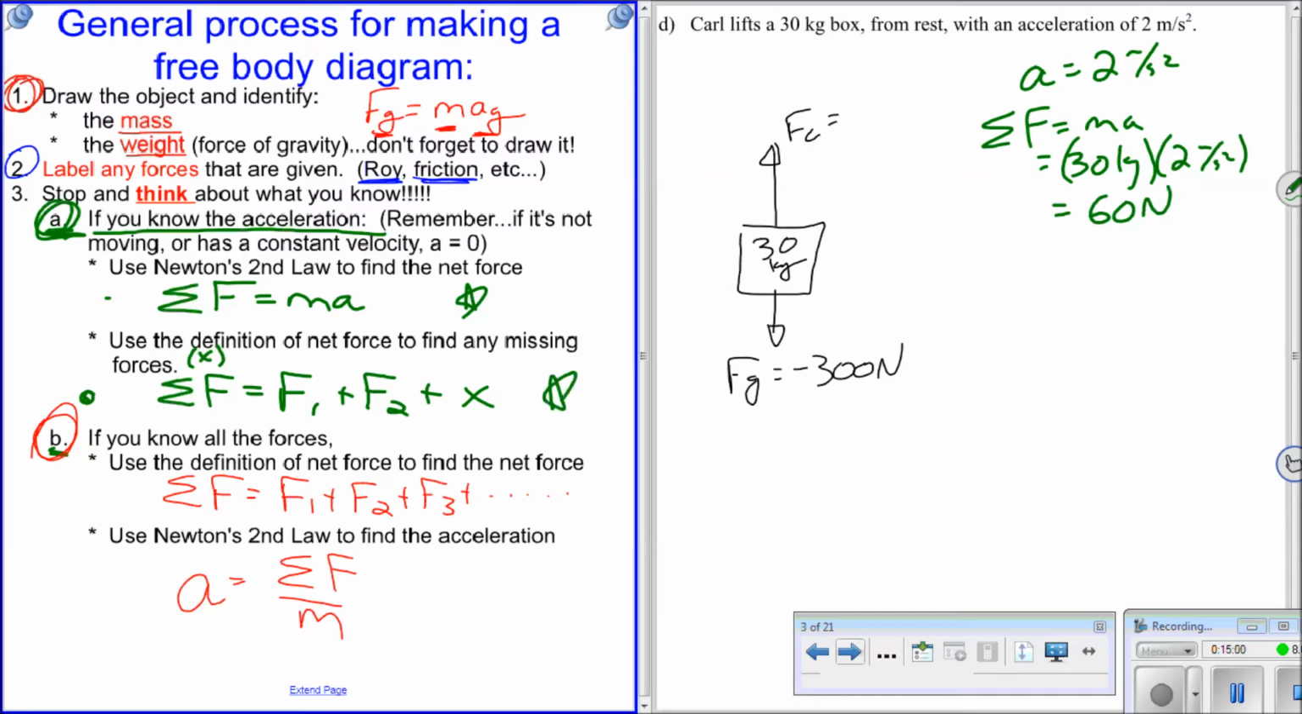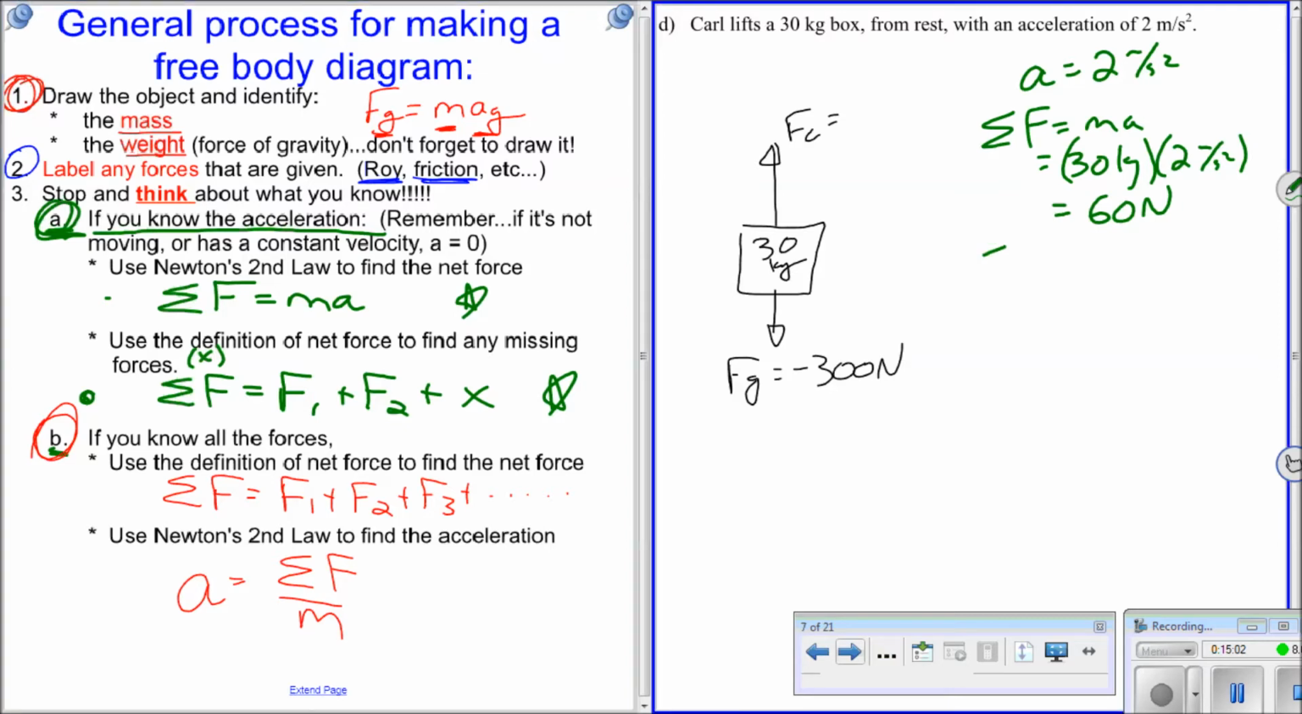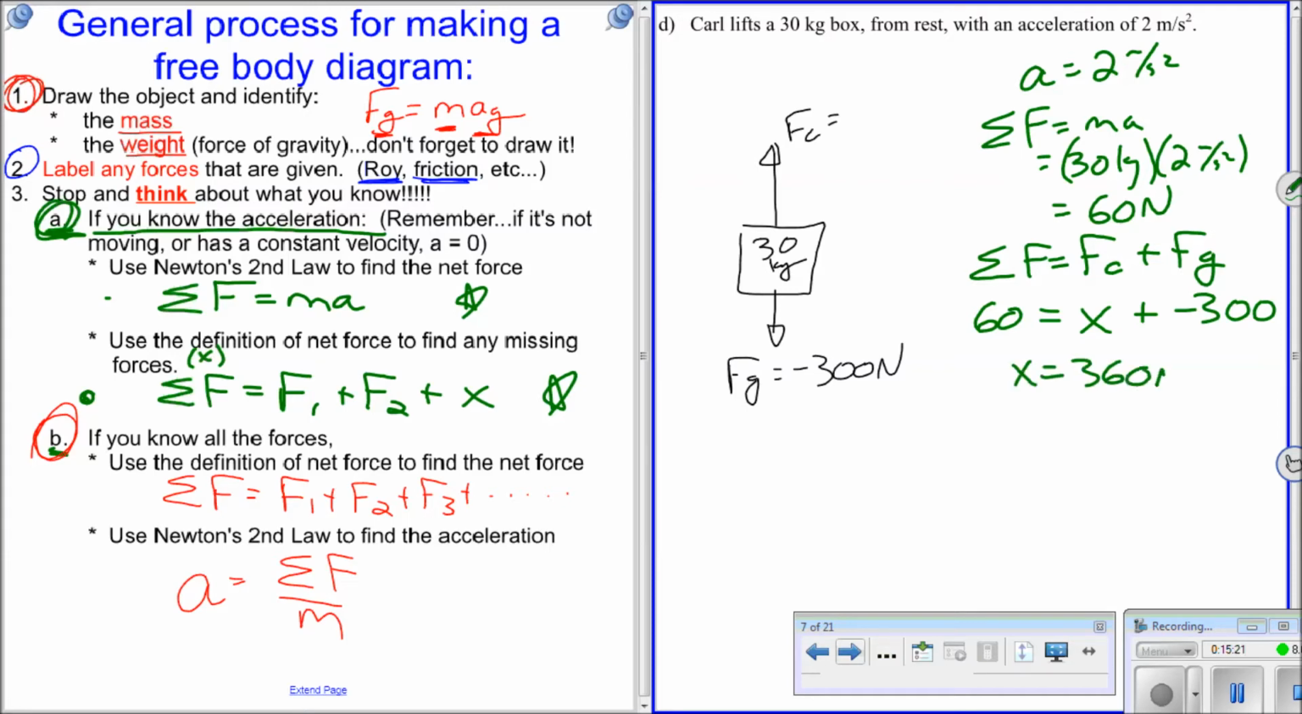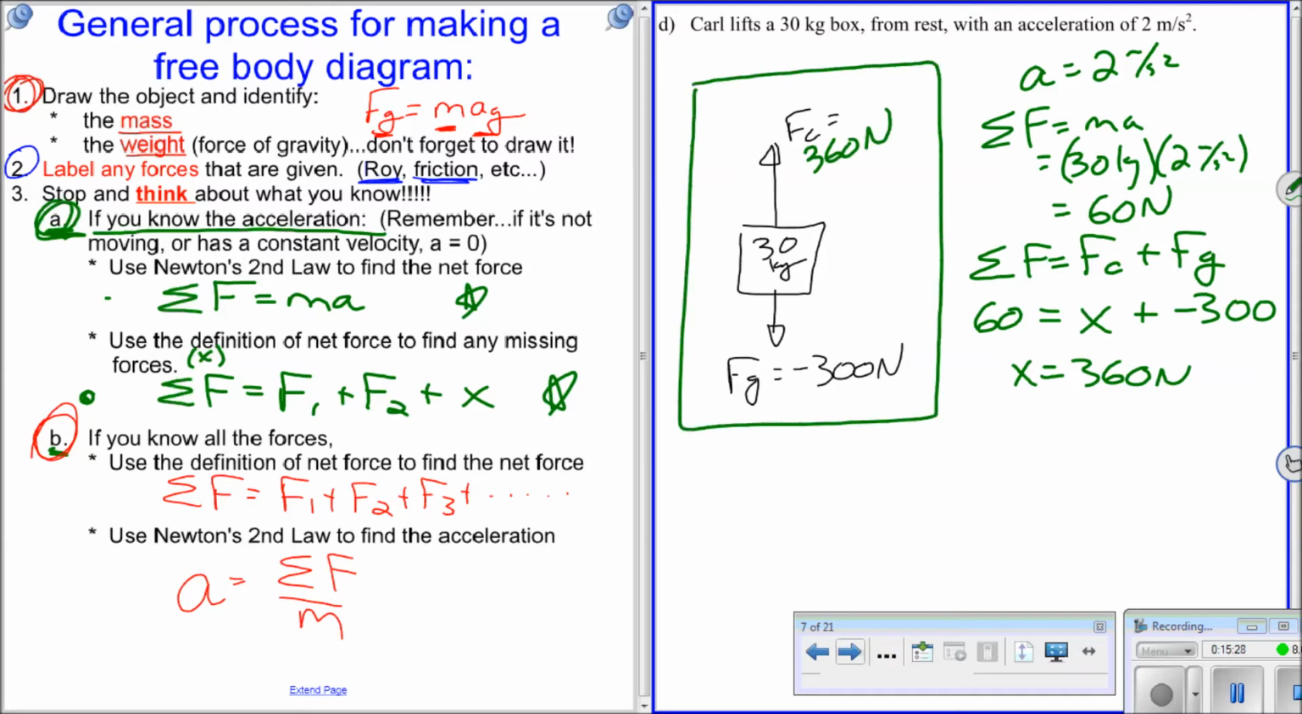And now I'm going to use the definition of net force to find Carl's force, right? So let's see, net force is the force of Carl plus the force of gravity. Net force is 60 newtons. That's got to equal the force of Carl plus my force of gravity. And then solve it, right? Add 300 to both sides, and your x turns out to be 360 newtons. Okay, so there is my free body diagram.